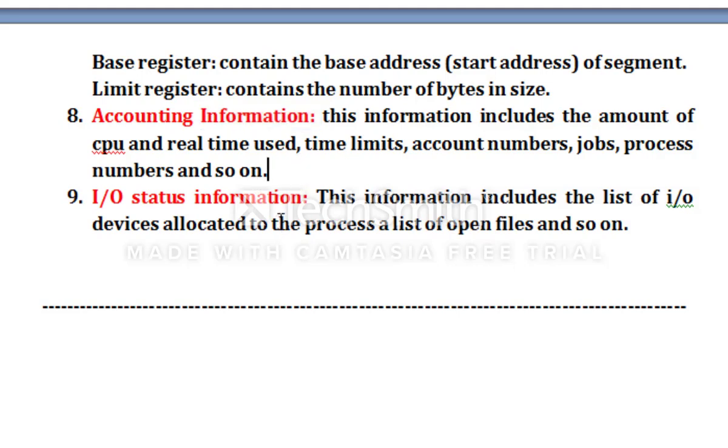And the final one is input output status information. Maybe a process requires some input or output devices or other resources like files. This information includes the list of input output devices allocated to the process, a list of open files, and so on. Resources don't mean only input output devices; that is not true. Open files are also treated as resources. So the PCB also contains the input output status, what kind of input output resources are engaged by the process.